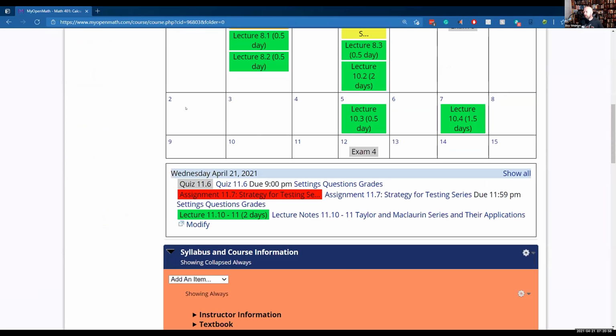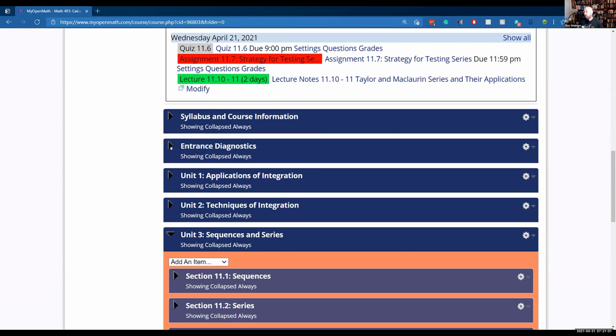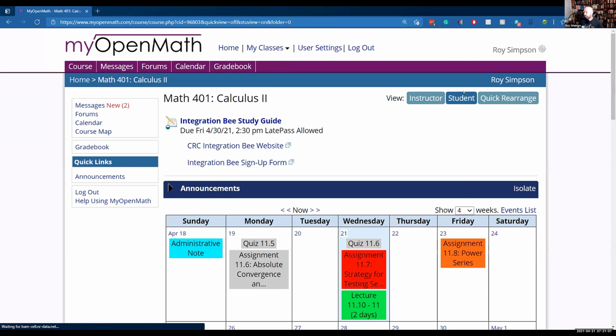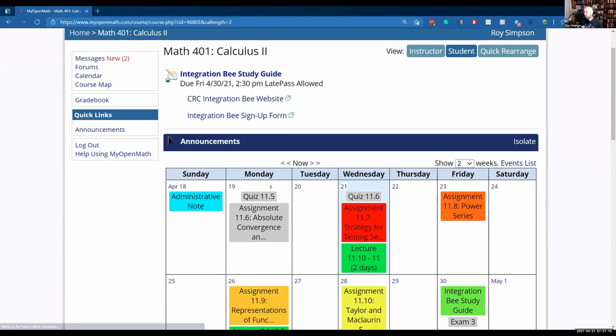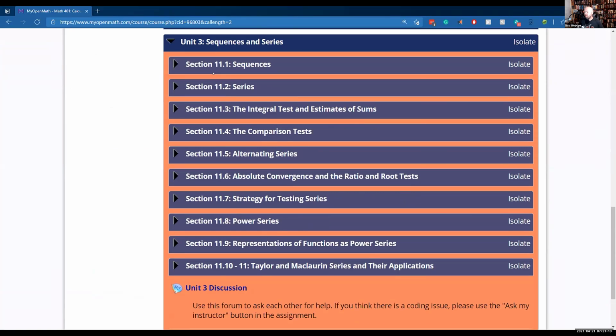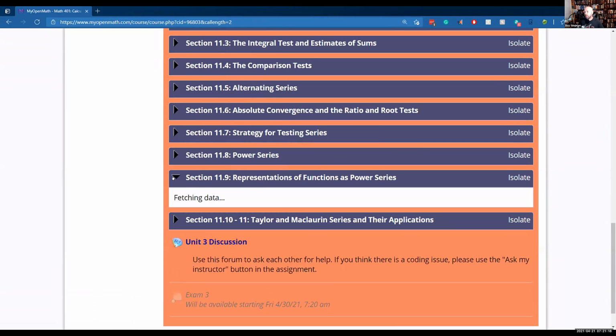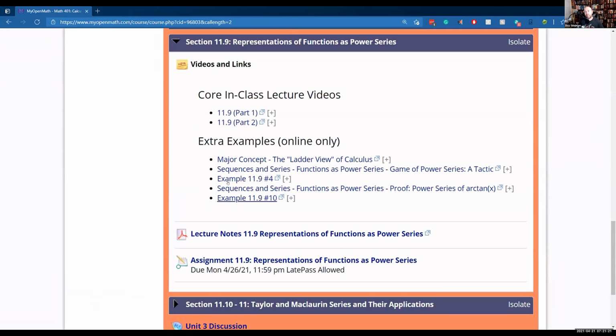The other thing I want to mention is that if you scroll down to unit 3 here, let me get in the student view so you see the same view that I see. If you scroll down to unit 3 material, you can see the section that we're in, representations of functions as power series. I have already filled in a lot of the video information. So we have the first 2 lectures on it from last Friday and then this Monday. And then the last 15 minutes I'll put in after we're done with lecture today. So that'll finish out 11.9.